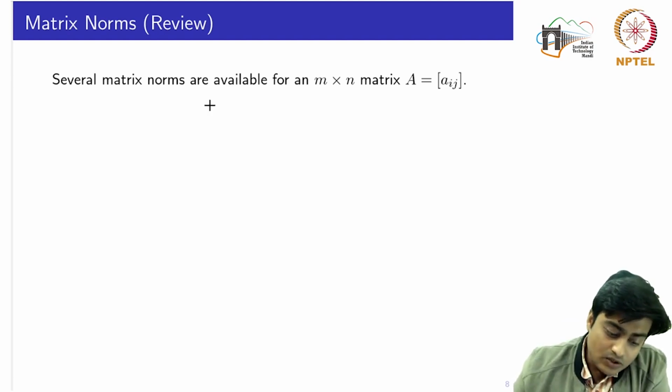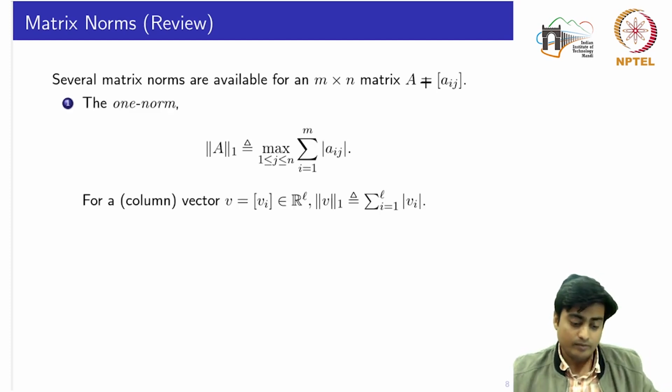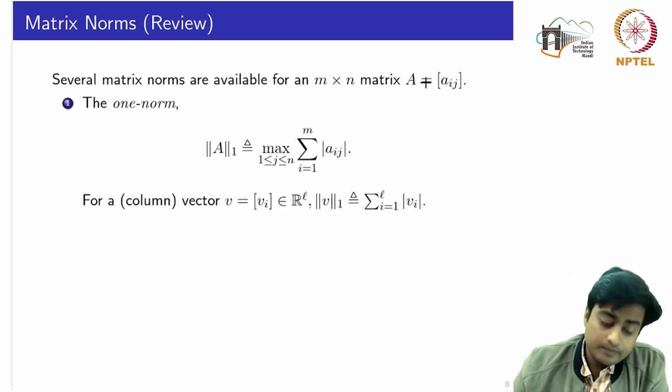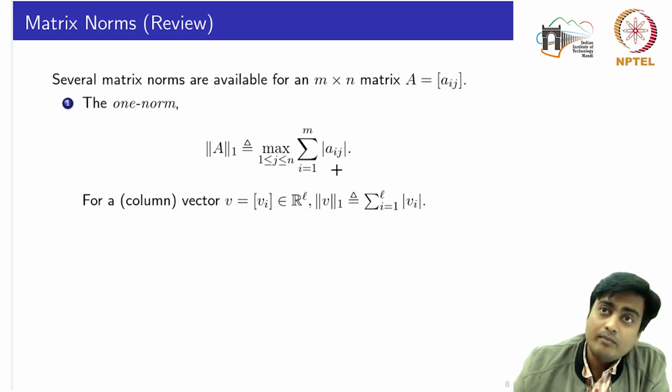So several matrix norms are available for an m cross n matrix A, which are defined by these aij elements. Here aij elements, i defines the row and j is the column of the matrix. So the first norm we define is the one norm. The one norm is defined, let's say a matrix A is given to you. This basically means that I will sum up all the elements along the columns, and then I will compute the maximum of that single column.